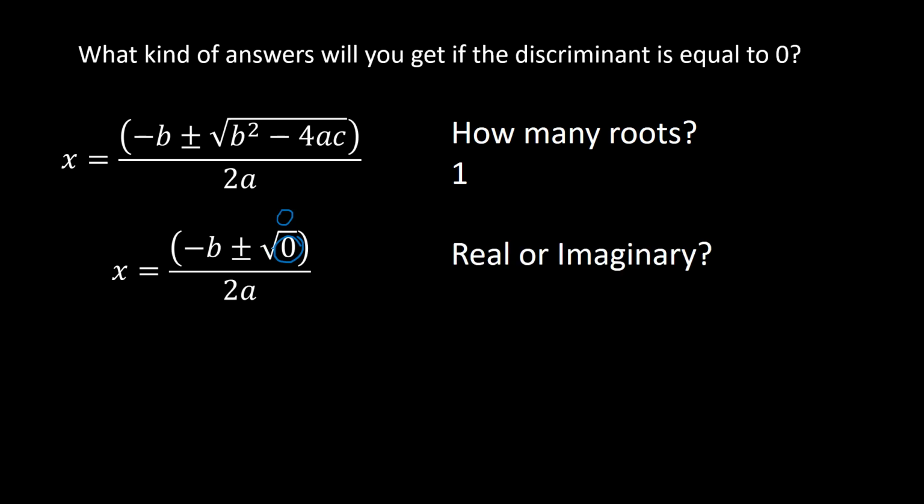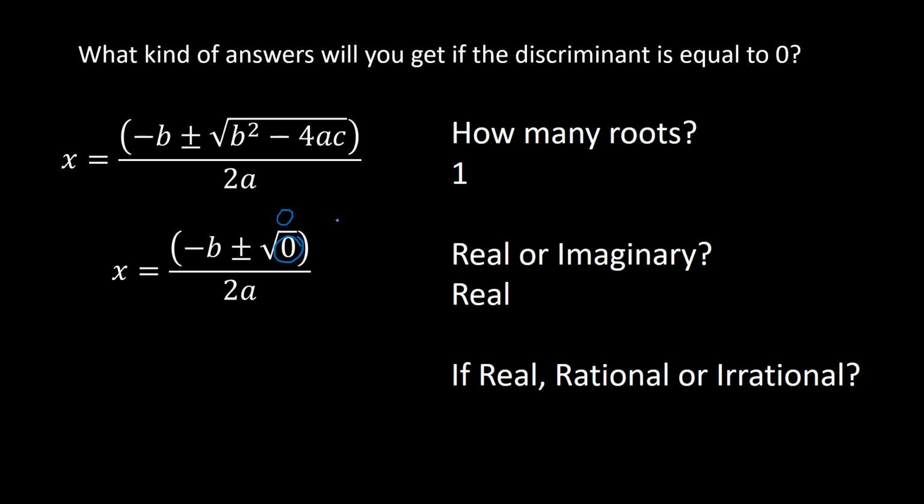Next question is, will it be real or imaginary? Well, imaginary is only square root of negative numbers. 0 is not a negative number, so therefore it must be a real solution. And 0 is a real number. Square root of 0 is 0. 0 is real. It's not imaginary.